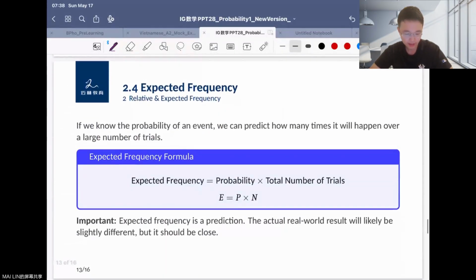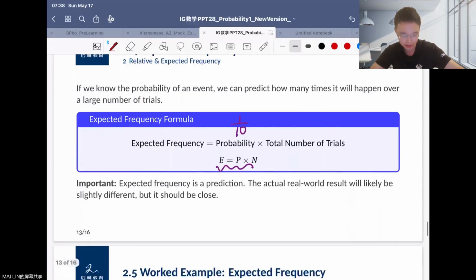And we have the expected frequency. Expected frequency equals the probability times the total number of trials. Also very easy to understand, right? For example, if the probability is 1 over 10, then for 10 trials you expect only one successful trial. So we can write the formula as E equals P times N. That is the expected frequency.